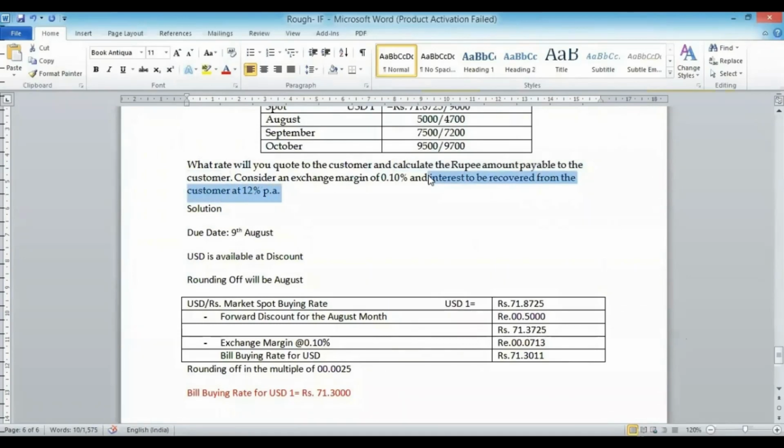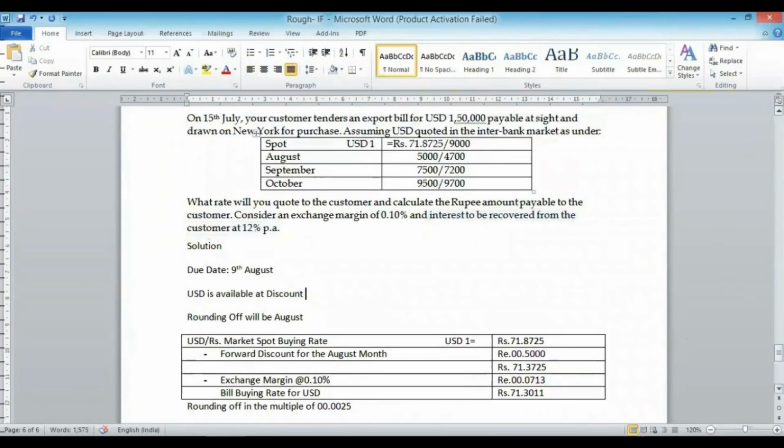Now, here you try to understand. The bank is making the payment on 15th July. But the bank is going to realize the payment from the bill on 9th August. That means after a gap of 25 days. Although for this 25 days, the bank is charging, we can say, forward discount.